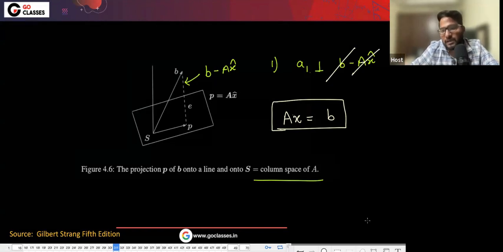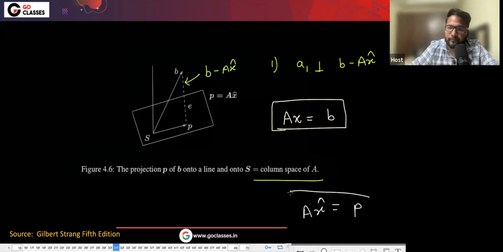Basically, Ax equal to b we used to write, but for the projection, I'm writing A x cap equal to b. Is this fine to everyone? So A x cap and p are the same. P is a projection. X I was using for b actually.